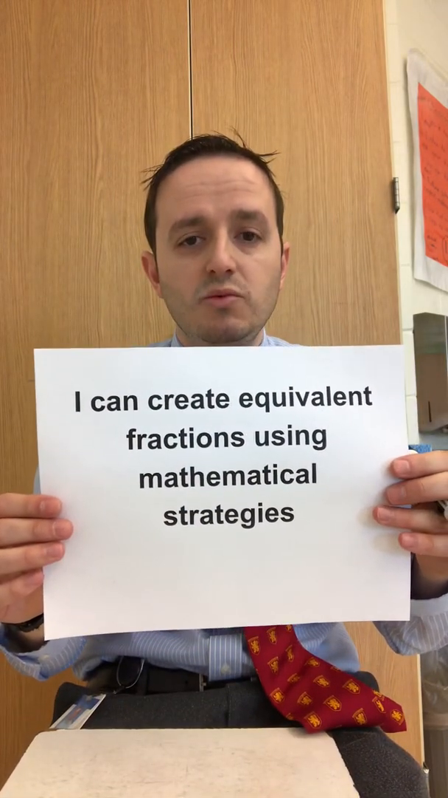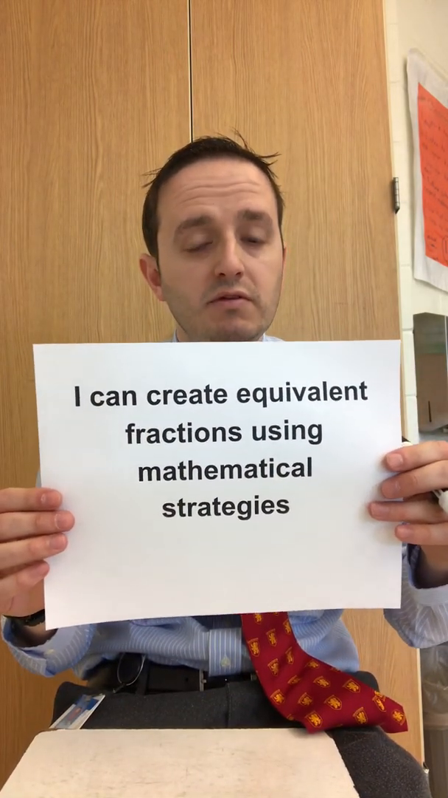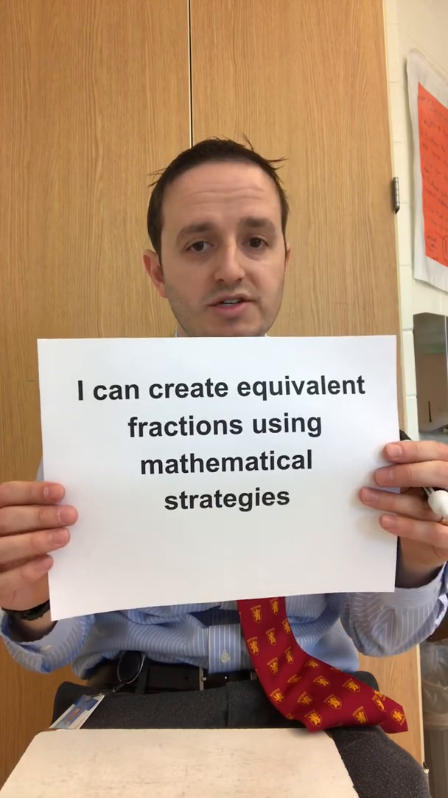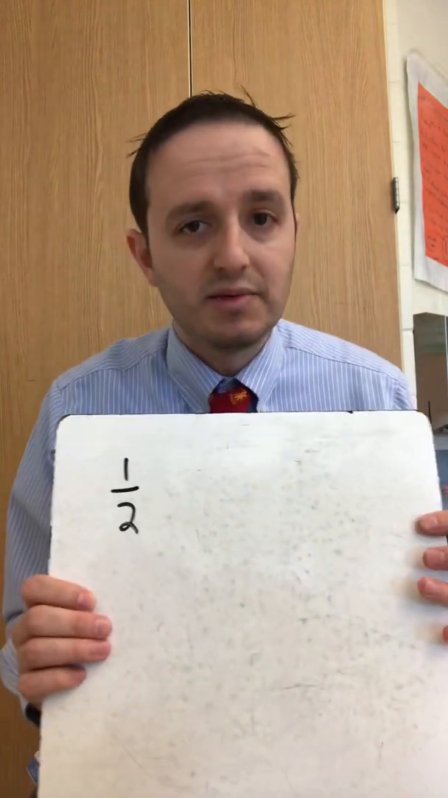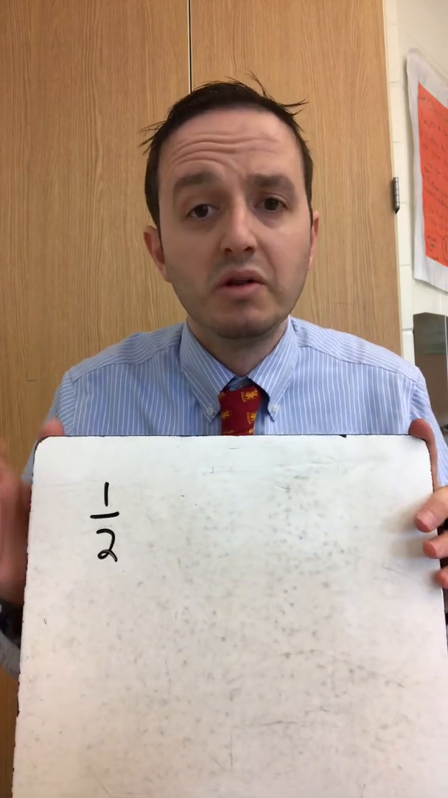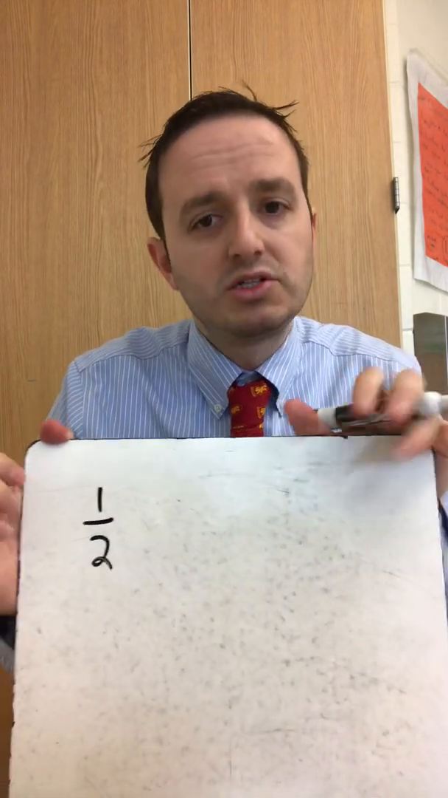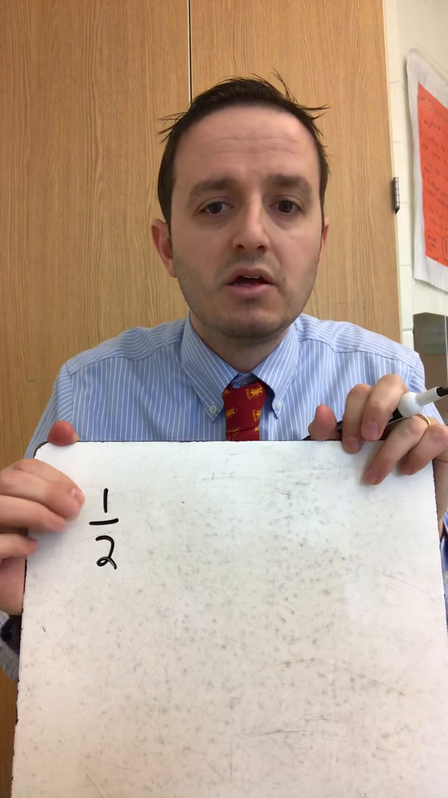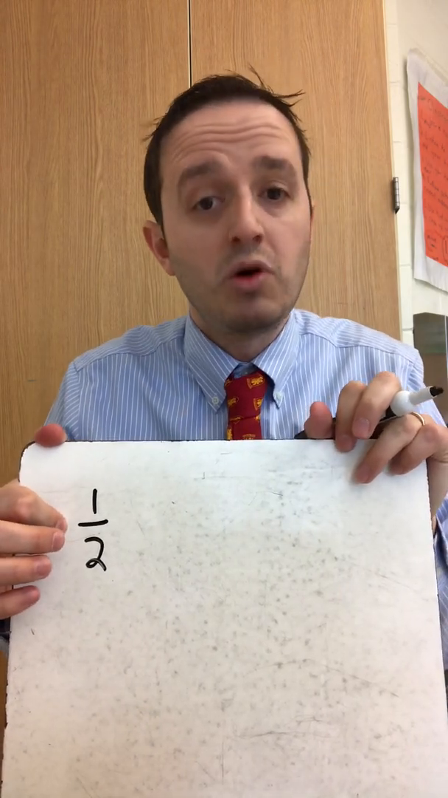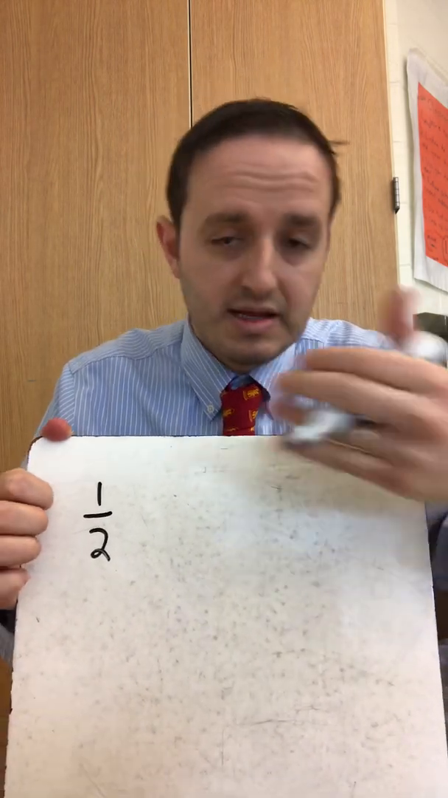In this math lesson, we're going to talk about how I can create equivalent fractions using mathematical strategies. All right, so let's take a look at our first example. 1/2 is the one that you just have to know. One of the easiest ways to create any equivalent fraction to 1/2 is by looking at your numerator and your denominator and coming up with multiples and then counting on from there.